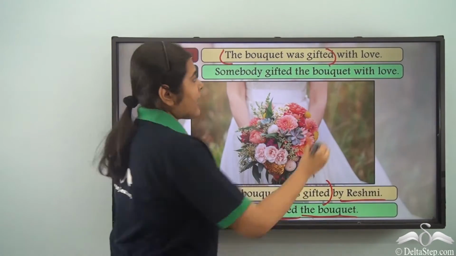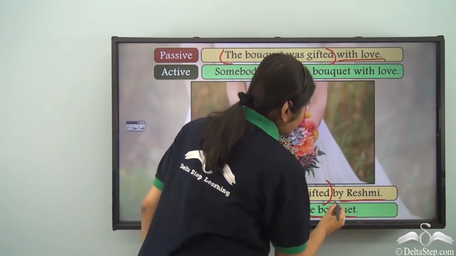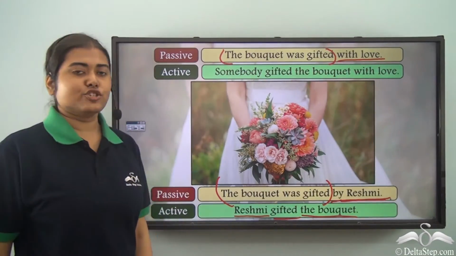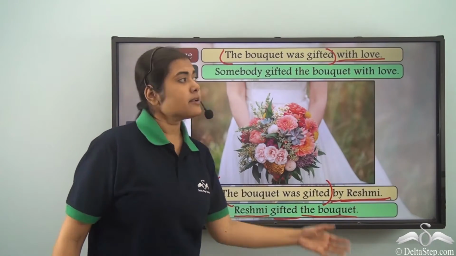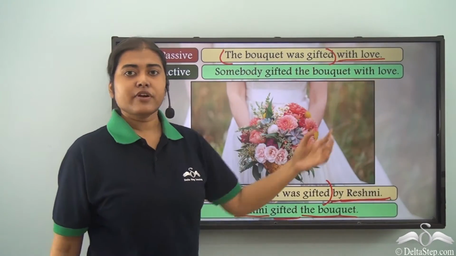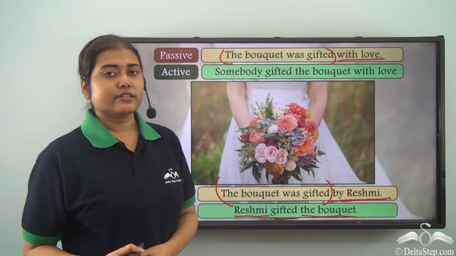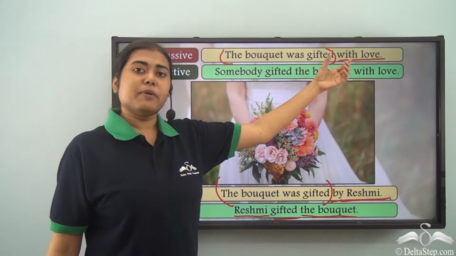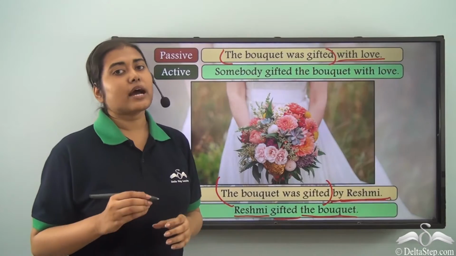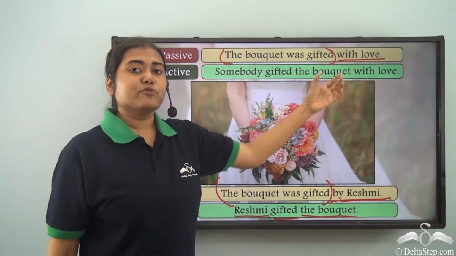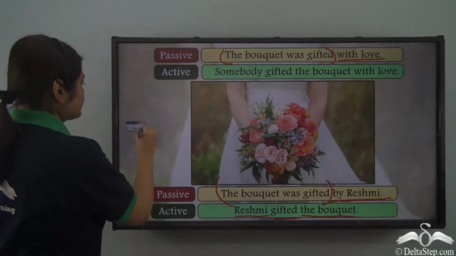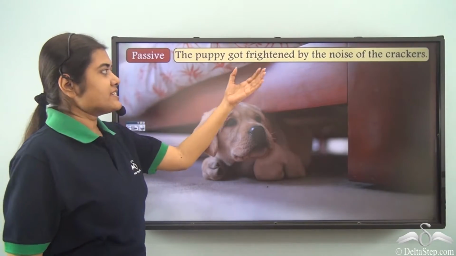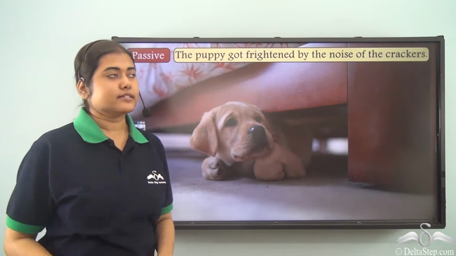In one we have with love, and in one we have by Reshmi. When we have by Reshmi, the doer is indicated, but when we have with love, the doer is not indicated. So whenever you see a preposition, you must be able to identify whether that preposition is followed by the doer or not. The puppy got frightened by the noise of the crackers.